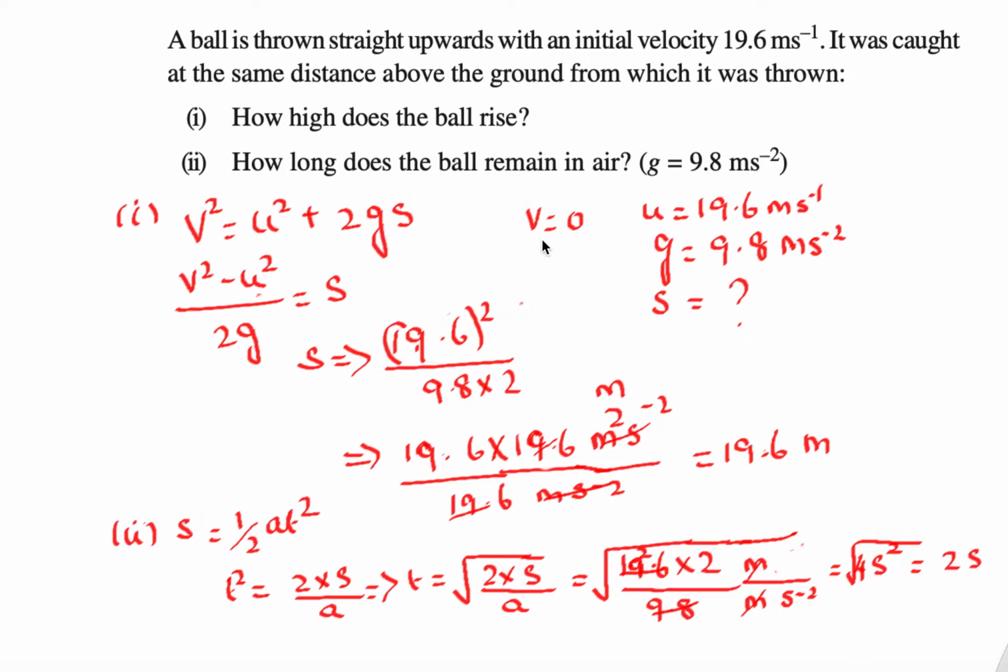So v, that is the final velocity, is equal to 0, because they threw the ball upwards and it was caught by some person above the ground. Okay, so the final velocity is equal to 0.